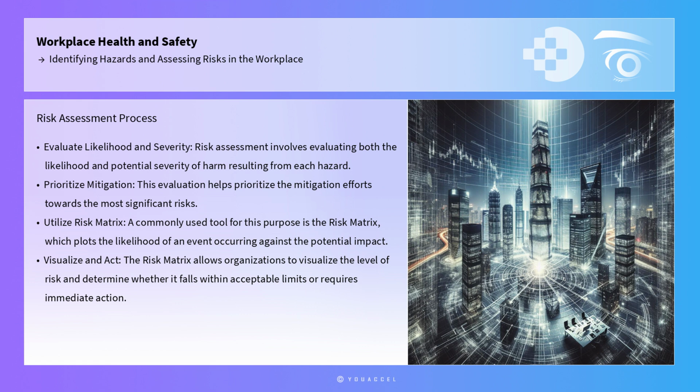The risk matrix allows organizations to visualize the level of risk and determine whether it falls within acceptable limits or requires immediate action. For example, if a manufacturing plant identifies a high likelihood of employees being exposed to hazardous chemicals with severe potential health consequences, this risk would be plotted in the high-risk category, signaling the need for urgent intervention.